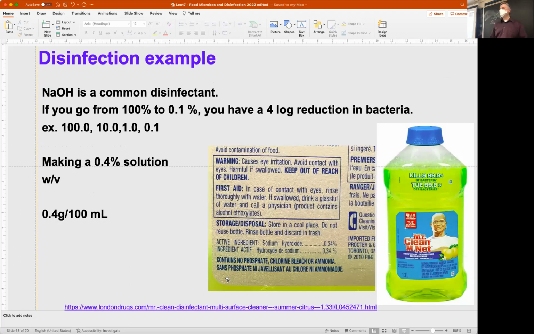And here's an example of disinfection. Most of you have had this in your homes or have seen a bottle of this. I've taken a picture from London Drugs. Just what is on Mr. Clean. You take a look at the bottle. It says green liquid. What's in the bottle? Active ingredient, sodium hydroxide. So NaOH is the active ingredient. And if you take a look, it's 0.434%. So to make a 0.4% solution, you need 0.4 grams of sodium hydroxide into 100 mils.